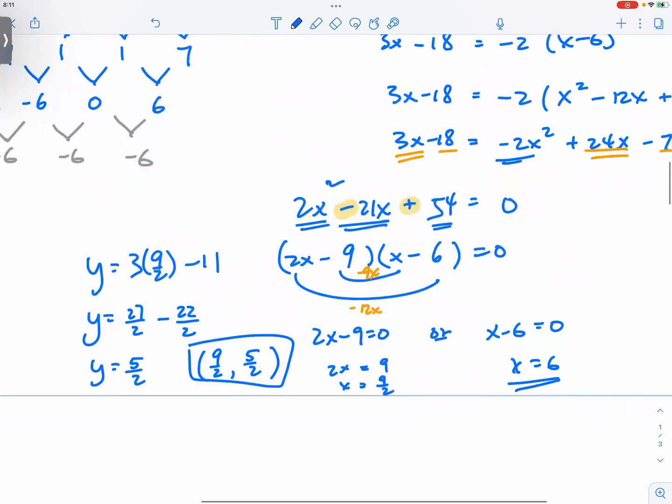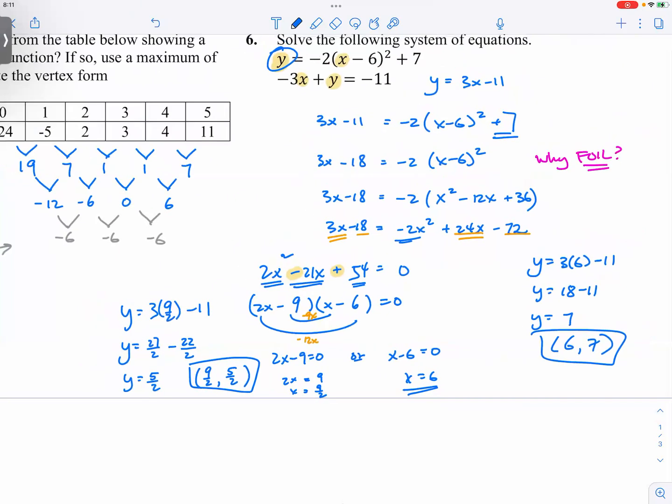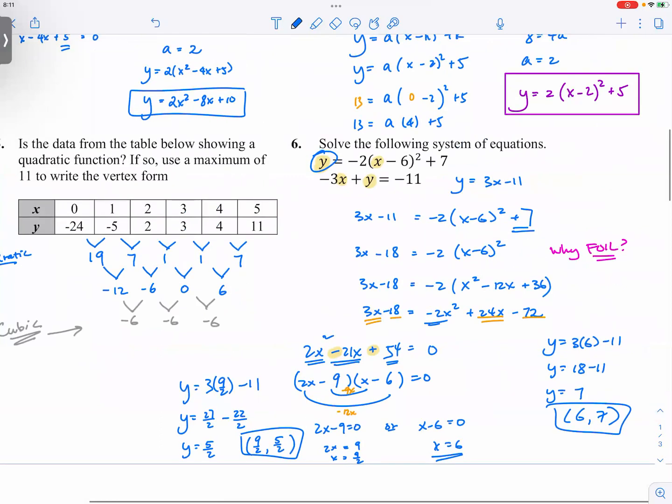Okay? So again, it's a bit lengthy, okay? But you've got to know what drives your process. You got to know the purpose of every single step, the purpose of every single action. Why do you want to solve y by itself? Why do you put them equal to each other? And most importantly, why do you do FOIL right there?